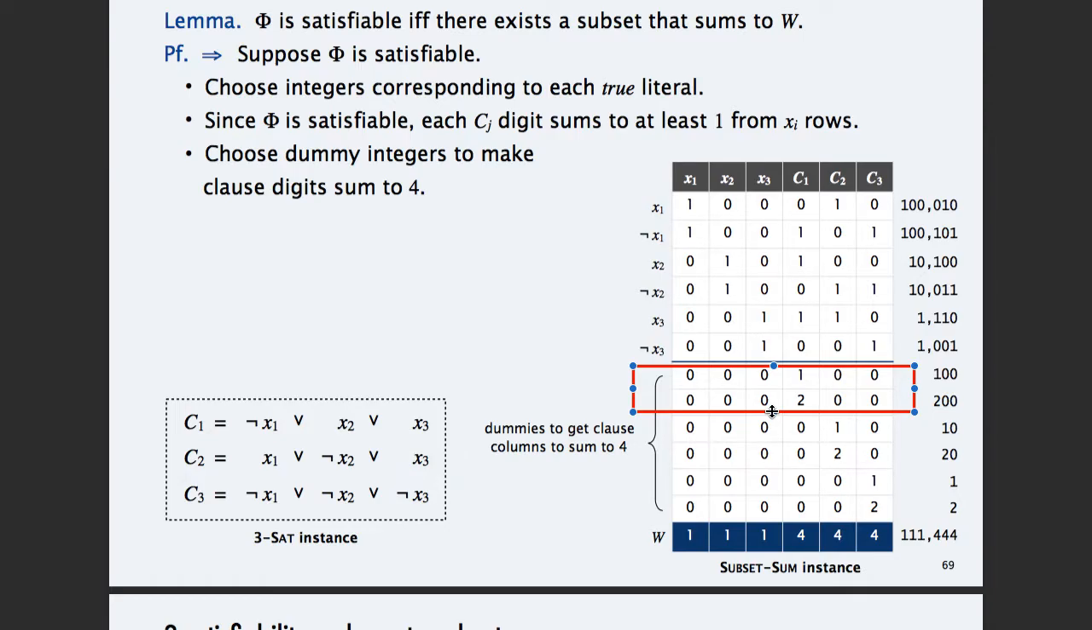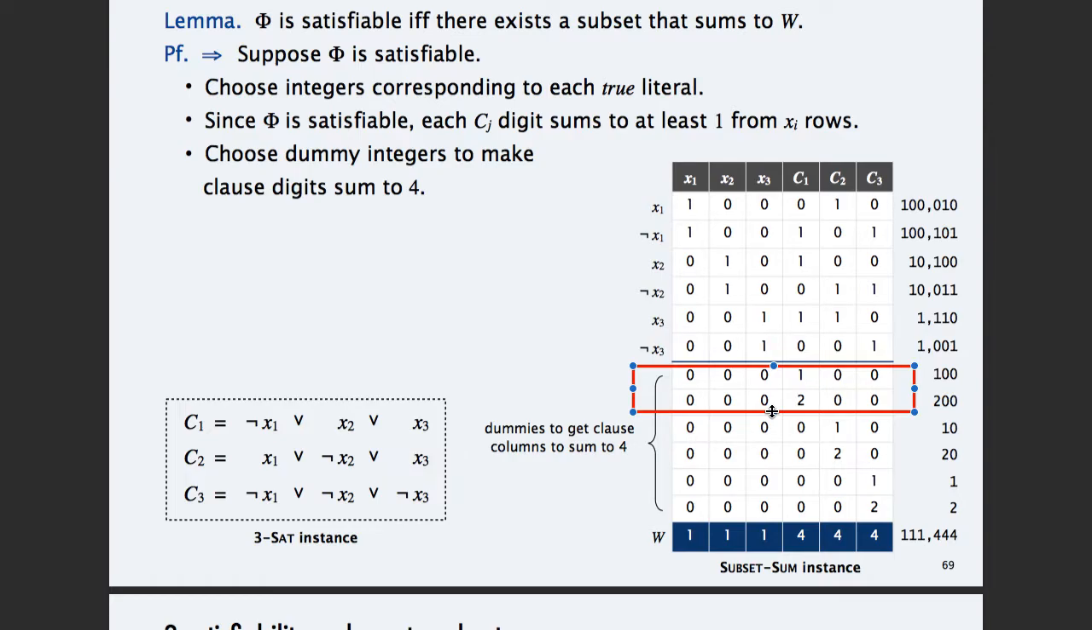And so, if I have a satisfiable value assignment, then I can immediately come up with a subset of numbers that will add up to this. Does that idea make sense? Do you see that it works? Yes.